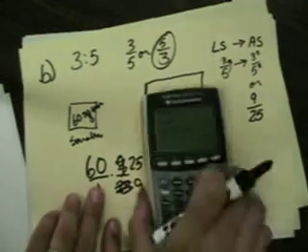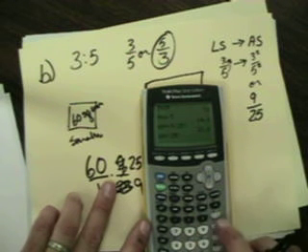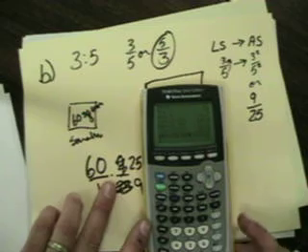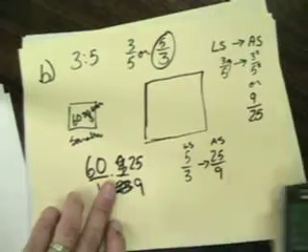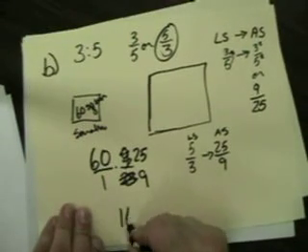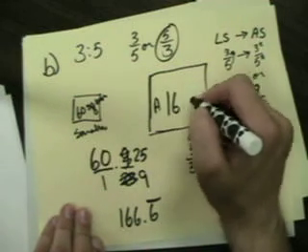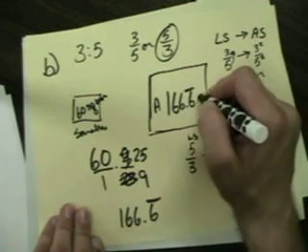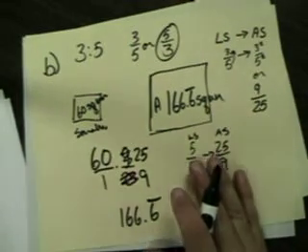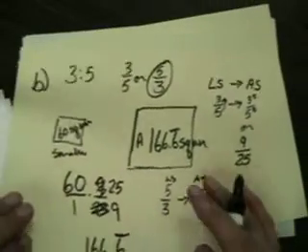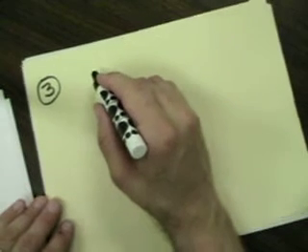If I do 60 times 25 divided by 9, I get 166 point lots of sixes. Ooh, don't like that. So I get 166.6 repeating, and that is the correct answer. So the area of this one is 166.6 repeating square units. Okay, so we got B done. Looks like we have 4 minutes to try to do number 3. Who would have thought we would have 2 parts on this one?